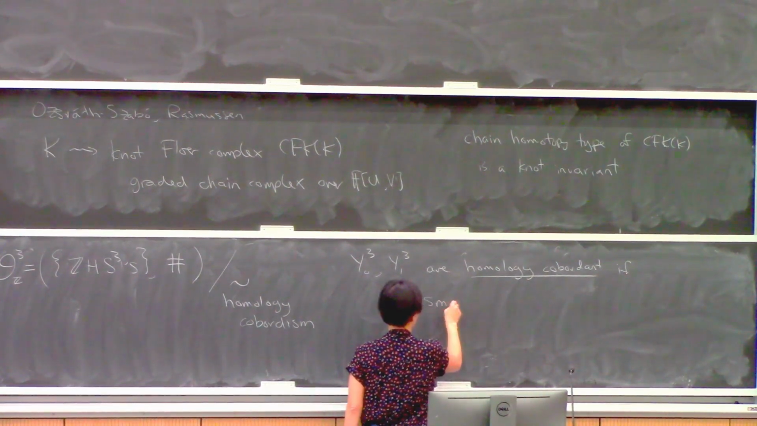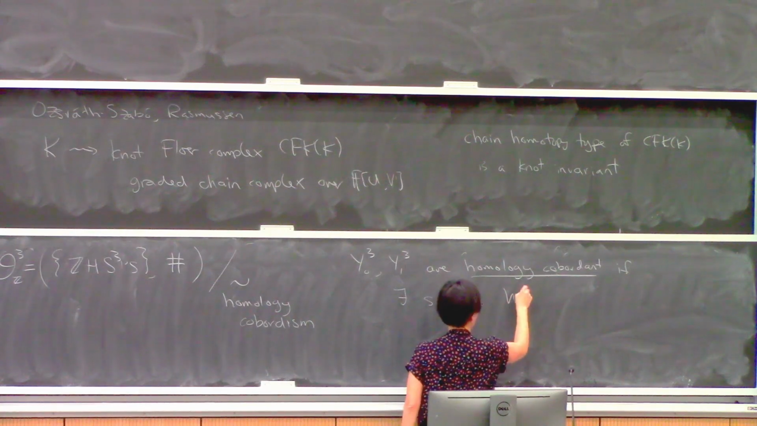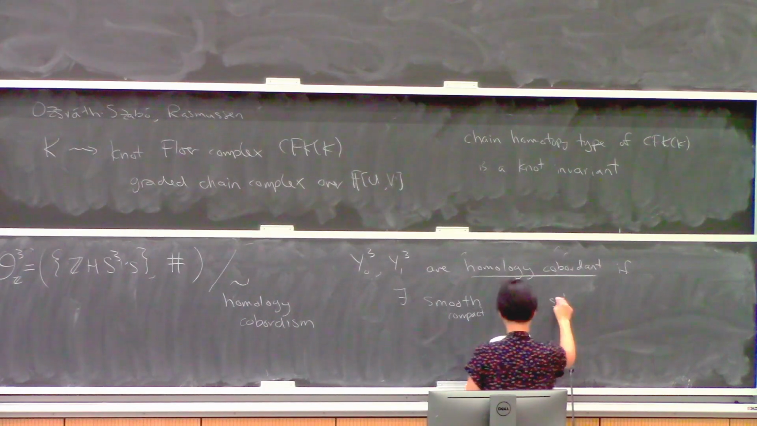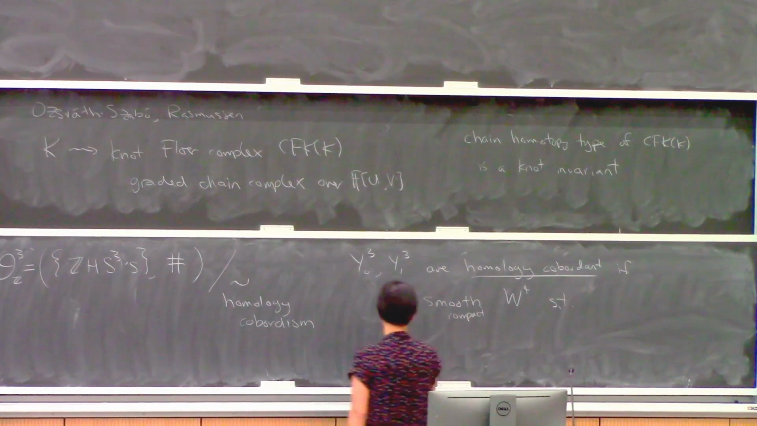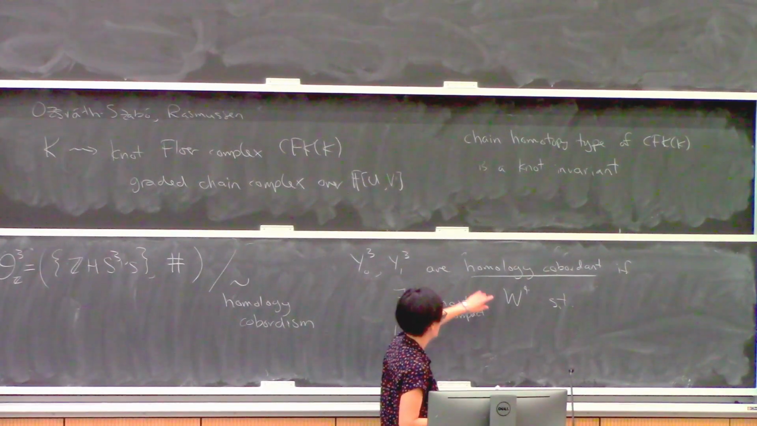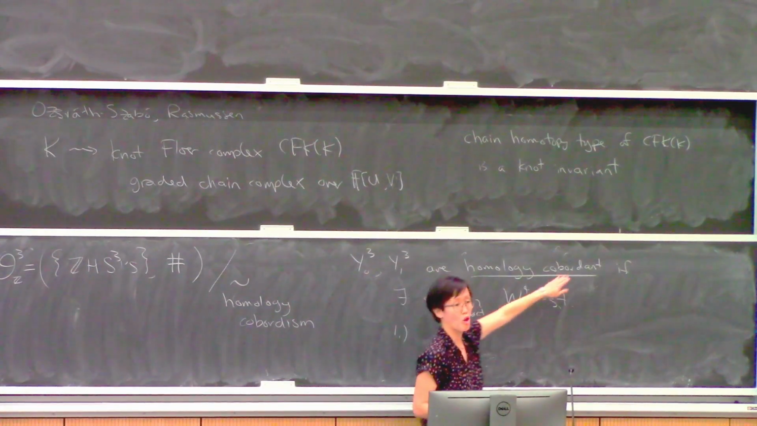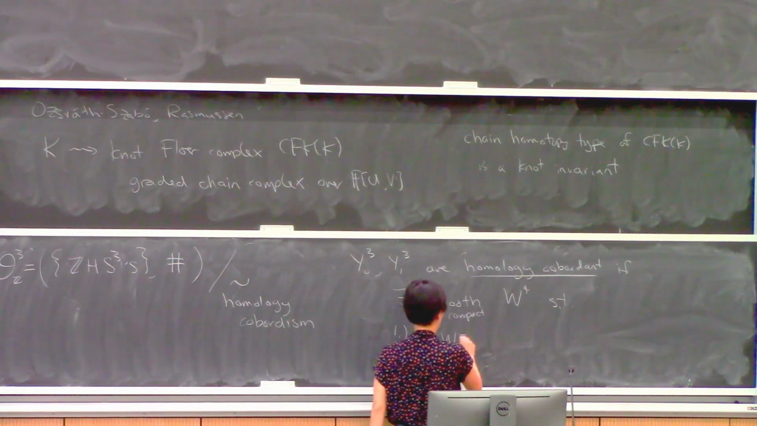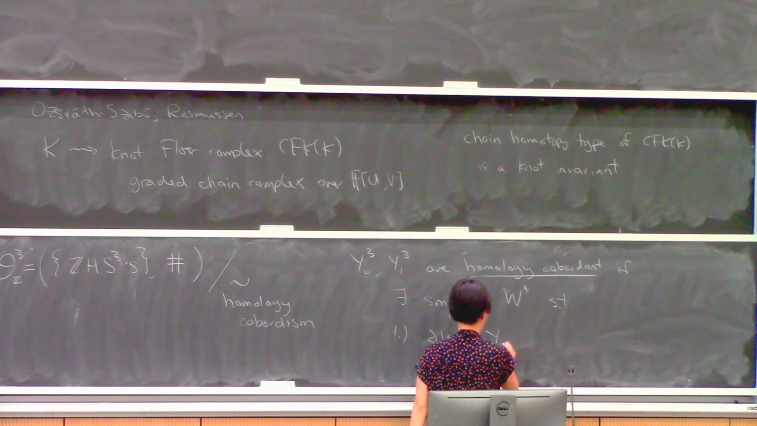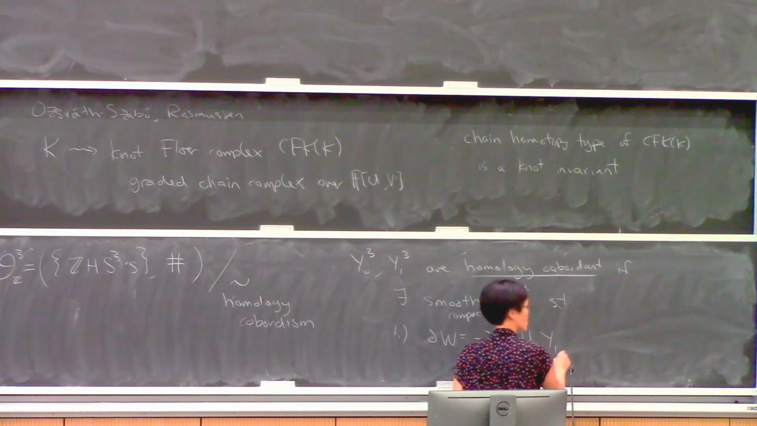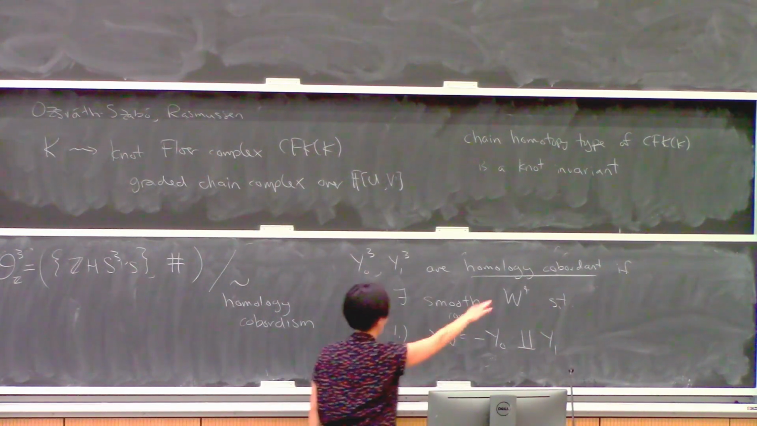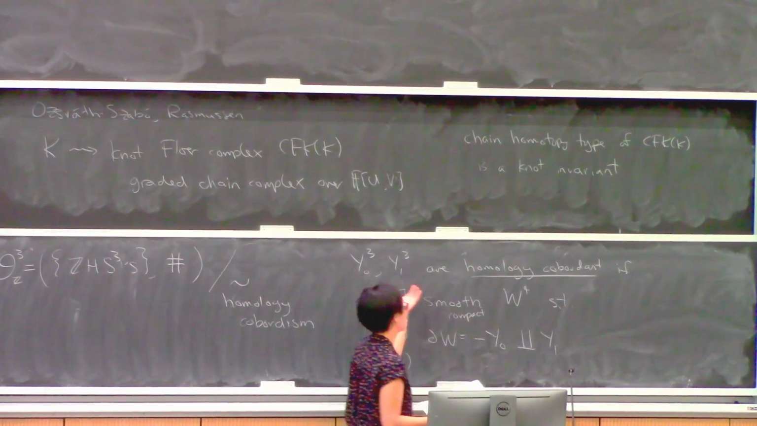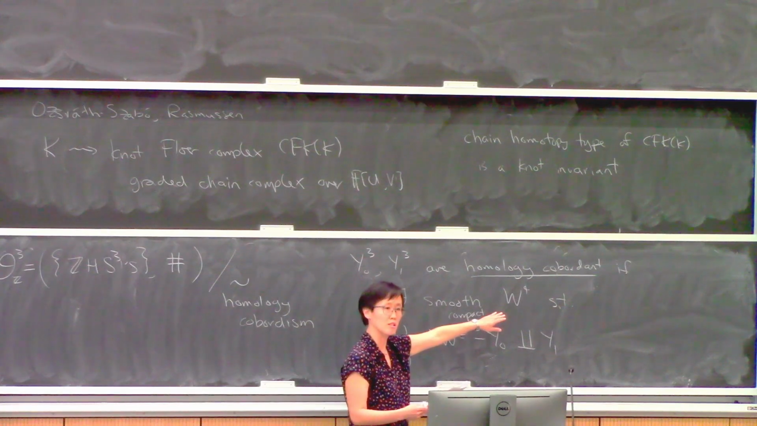If there's a smooth 4-manifold W, compact, such that Y0 and Y1 should be cobordant, and W should be the cobordism in between them, which means that the boundary of W, with some orientation, is minus Y0 disjoint union Y1. That's the cobordant part. And the homology part is a little technical. It means that W, on the level of homology, looks like a product.